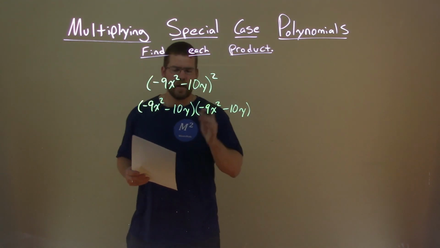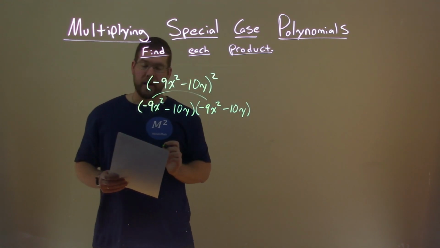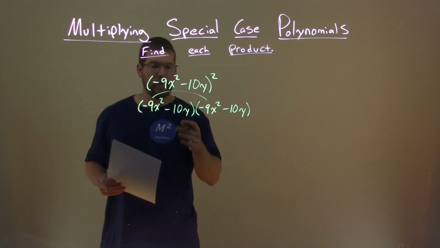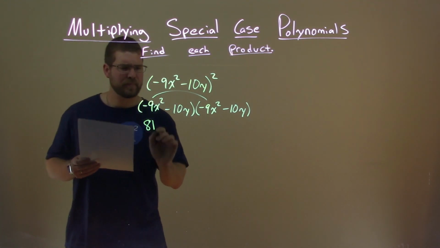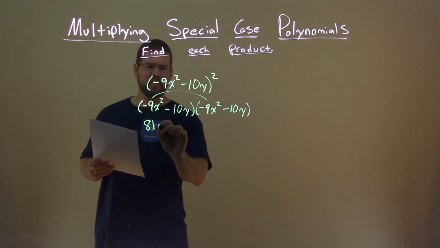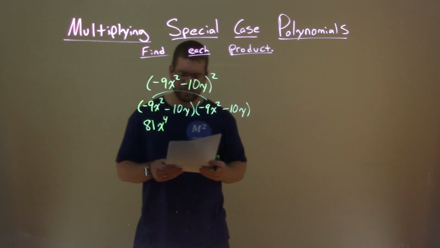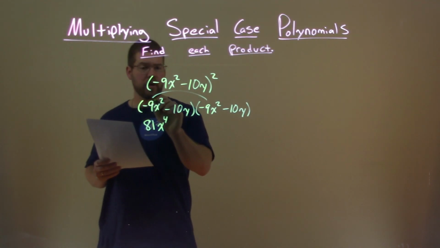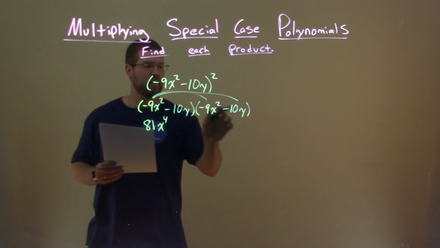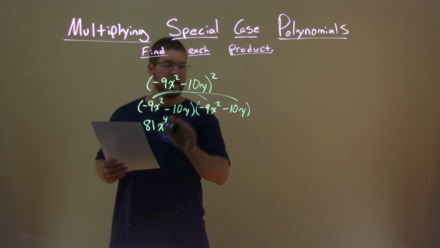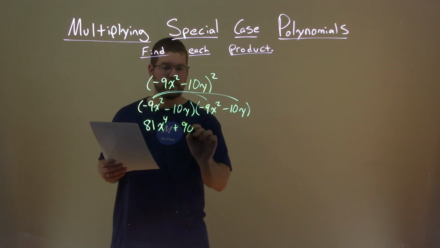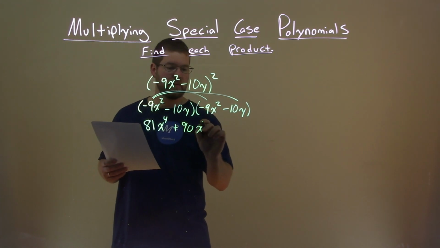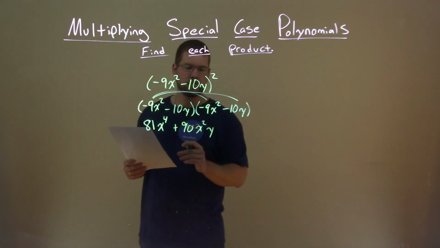All right. Negative 9x squared times a negative 9x squared becomes a positive. 9 times 9 is an 81. x squared times x squared is x to the 4th power. Continuing on, negative 9x squared times a minus 10y. Negative times a negative is a positive. 9 times 10 is 90. And we have, well, x squared y, right?